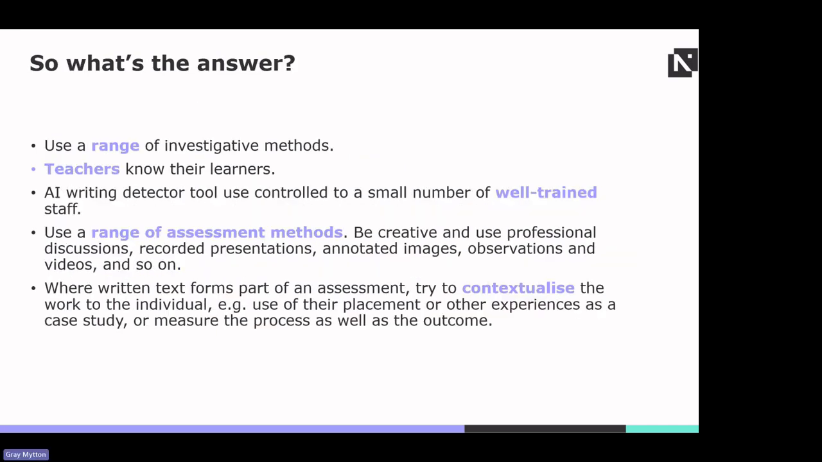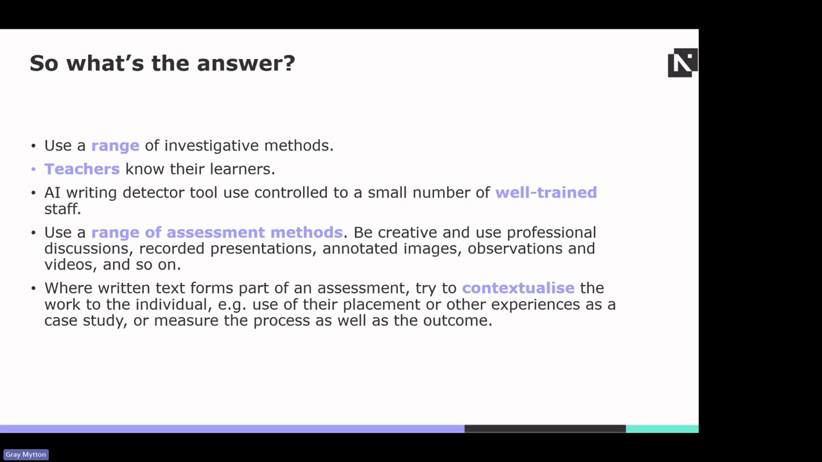Okay, so I've spent 20 or so slides talking about the problem with writing detectors. I've got one slide of the answer, and spoiler alert, there's nothing massively new on this slide, I'm afraid. I haven't got a magic one that I can give you. But there are a few things that I think you should take away with you. The first one is exactly where we started. Please don't rely on a writing detector, or even two, to be your sole arbiter of this decision.